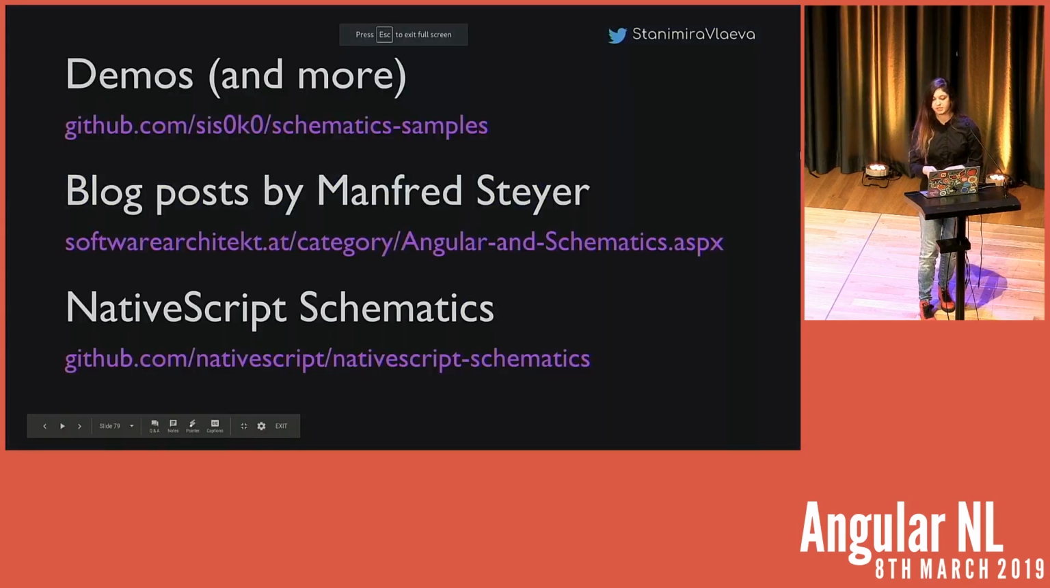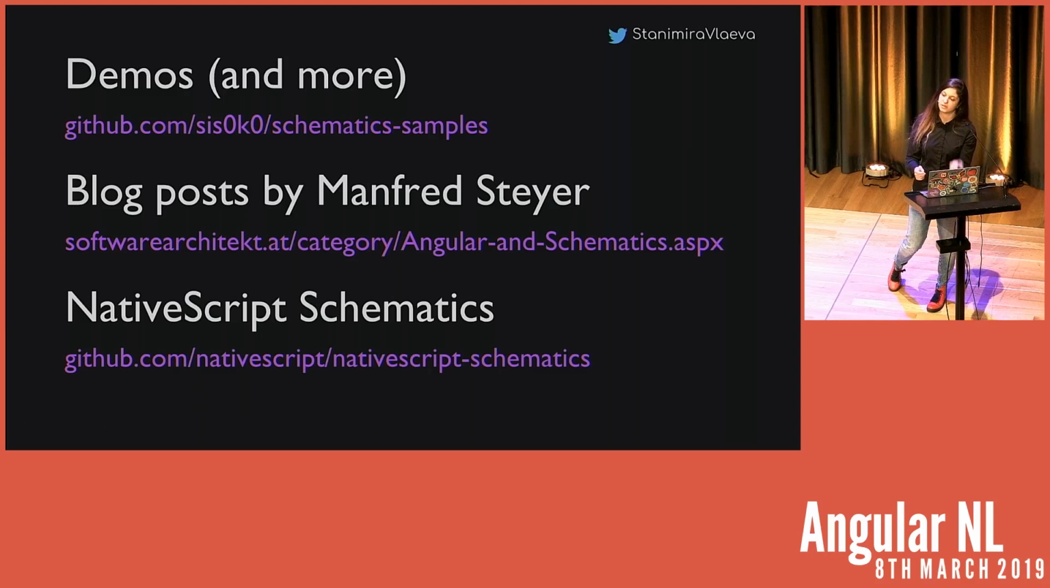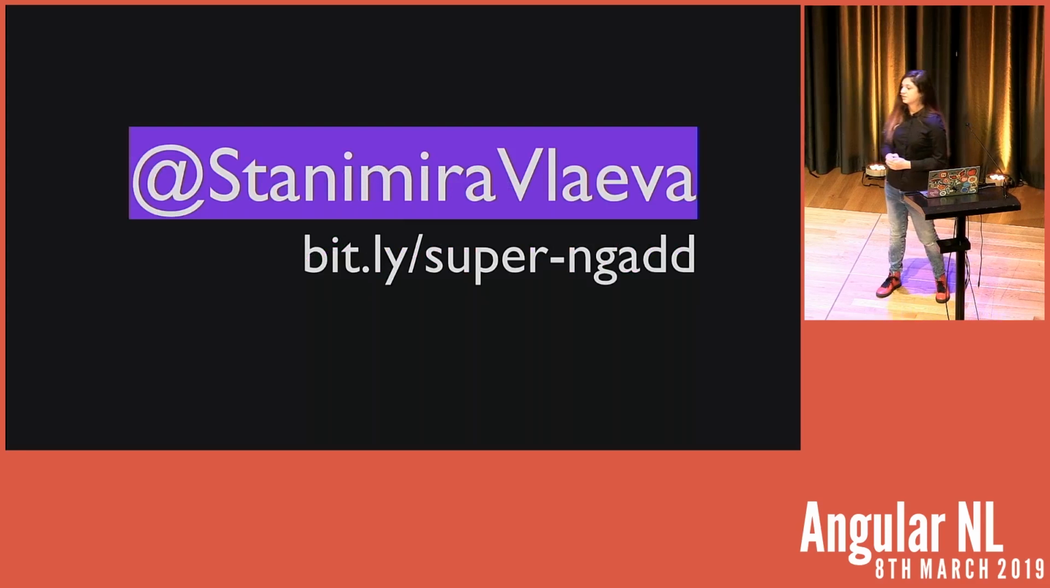This project is already on GitHub, so if you want to see it, it's called Schematic Samples. It contains all the examples that we saw here and a few others that we didn't have time to cover. Also, I really recommend this blog post by Manfred Steyer, who we will see on the stage later. These are the kind of unofficial documentation for schematics because there is no such thing. And if you want to see more complex stuff, you can check out the NativeScript schematics library and file bugs because I'm sure there are many of them. And that's it. Thank you so much.